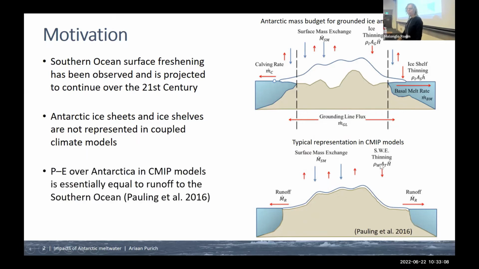In the CMIP models, precipitation minus evaporation over the Antarctic continent is essentially equal to runoff to the Southern Ocean. So the models are simulating some freshwater fluxes to the Southern Ocean. And over the historical period, this approximately matches observational estimates, but not for the right reasons. And importantly, over the 21st century, because they don't have a reservoir of ice to accelerate melt, they can't keep up with the additional freshwater projected to enter the Southern Ocean.